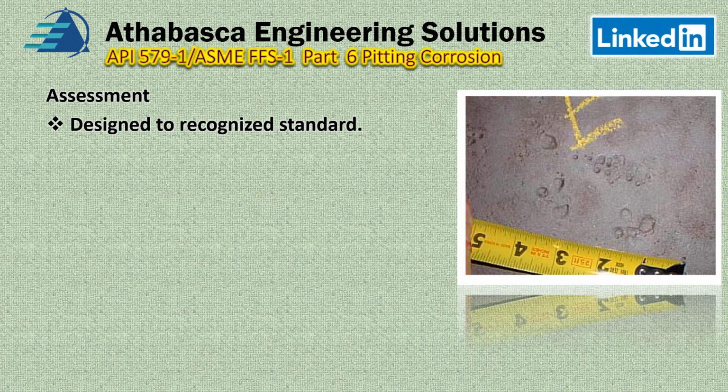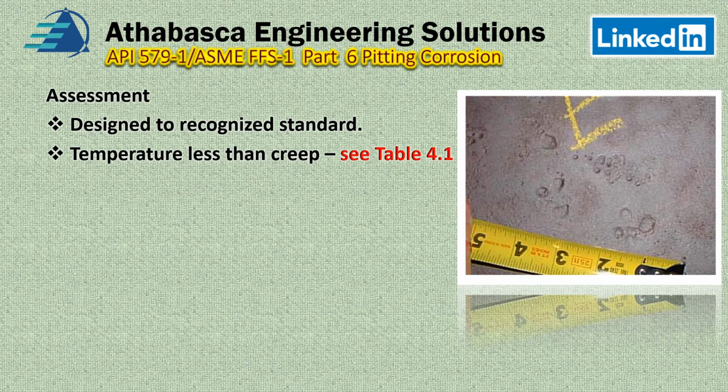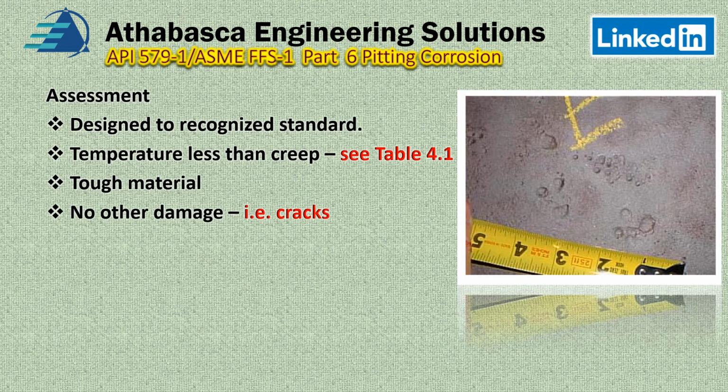So our assessment. We confirm that this vessel has been designed to a recognized standard so that we can use the standard RSF allowables to compare against what we calculate. And therefore, that's one of the rules required to do a level one assessment. And we don't have issues with creep, and we can refer to table 4.1. And I think that's in the earlier version. And we have to have tough material, so the material has to have some ductility, and there's no other damage like cracks. Otherwise, we have to do a multi-level type of assessment.